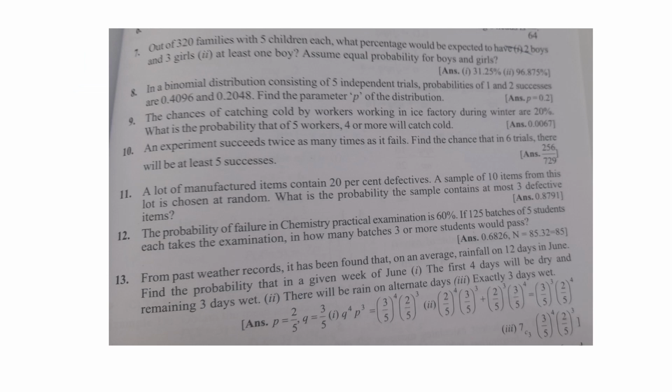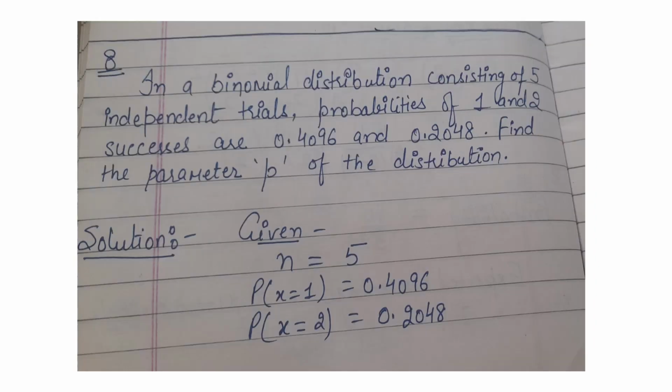As you all can see, this is the picture of our exercise questions. This is our question number 8 from exercise 1 of binomial distribution, and I have again written the statement of the question here, and the question is stating that in a binomial distribution consisting of 5 independent trials, probabilities of 1 and 2 successes are 0.4096 and 0.2048.